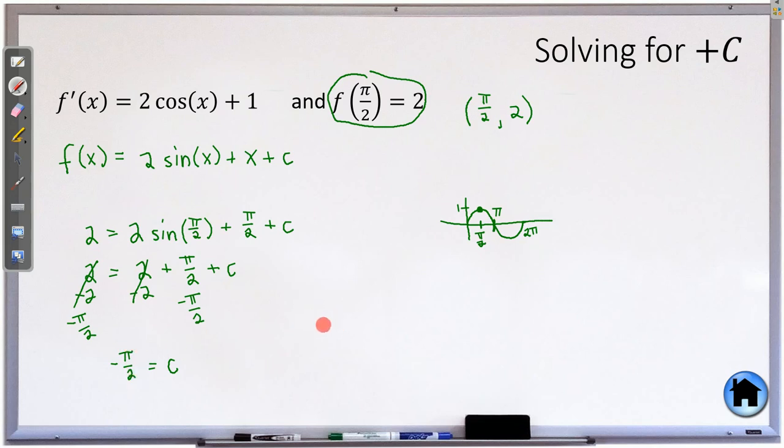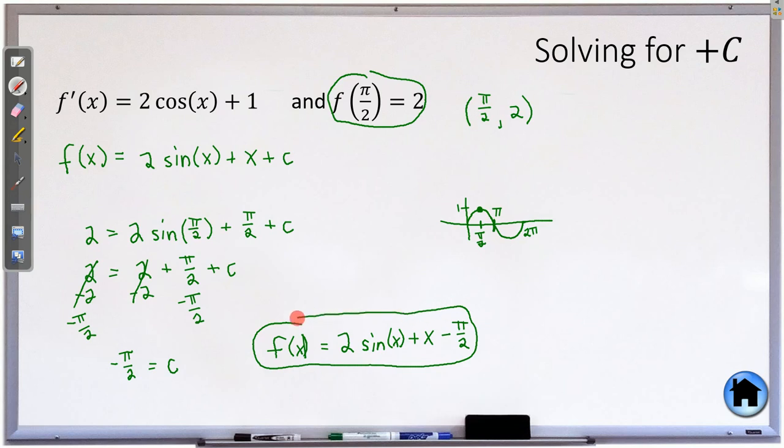So our function f of x, I guess I got room right here, we can now complete it and get rid of the c. 2 sine of x plus x minus pi over 2. You can take the derivative and you will still get back to this, and this function will go through that point.